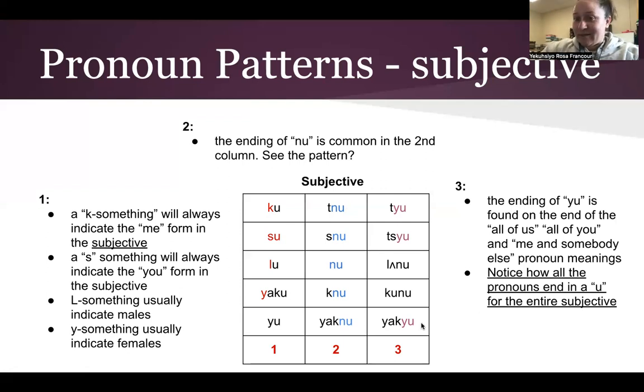The last one, notice how all of the pronouns in the U stem subjective end in a U. They all end in a U. That's important. Remember we talked about the O stem? They all end in an O. Let's check out the objective side. That's going to be the same rule.